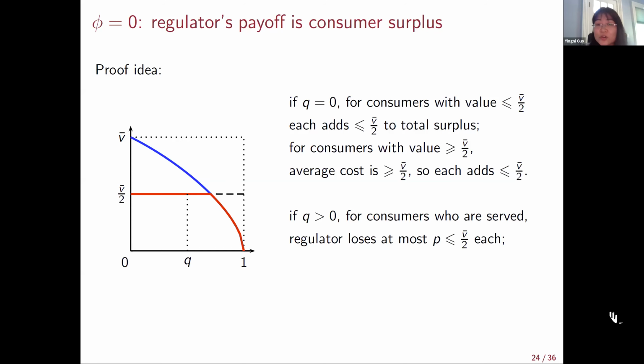Okay. So this shows how the price cap at half V bar would prevent the regulator from getting more than half V bar in terms of regret.